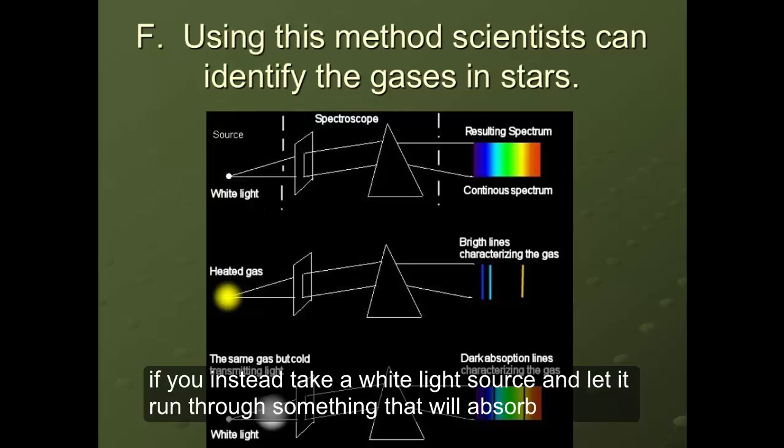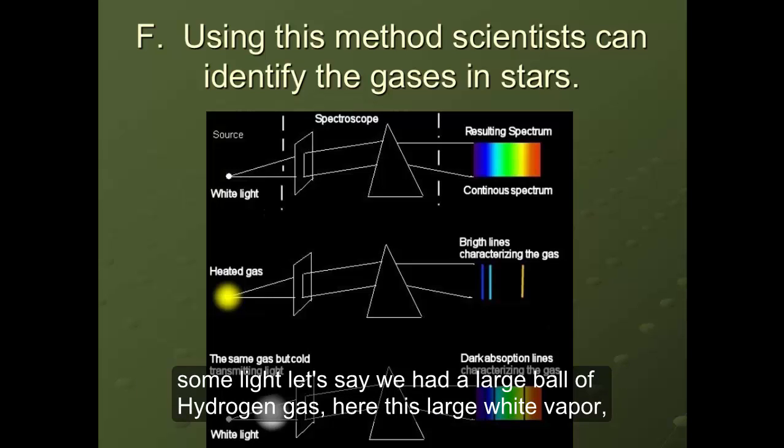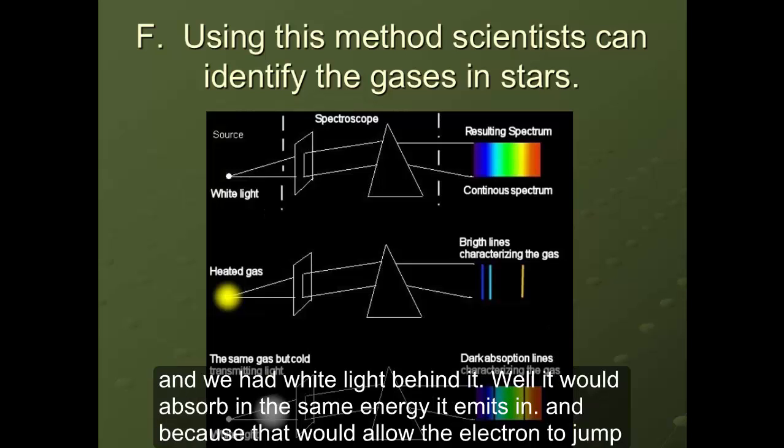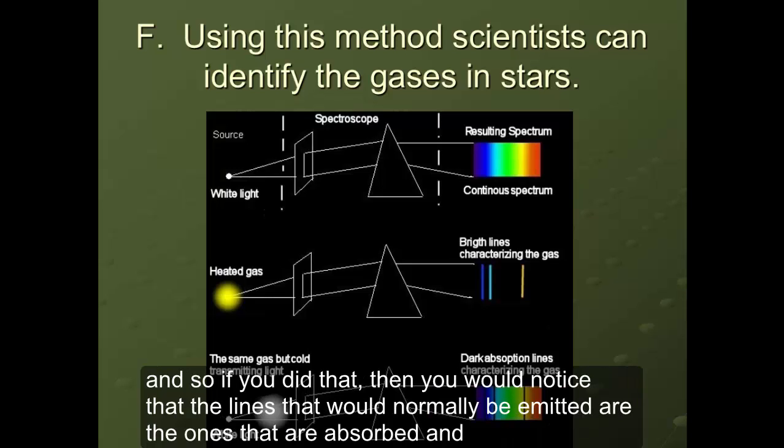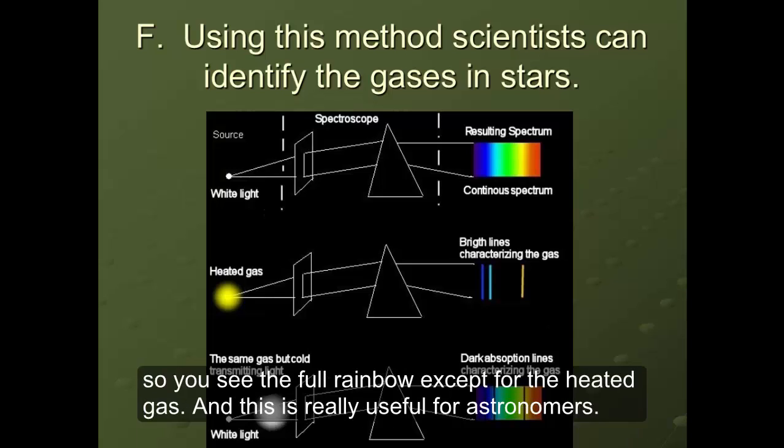If you instead take a white light source and let it run through something that will absorb some light, let's say we had a large ball of hydrogen gas here, this large white vapor, and we had white light behind it, well, it would absorb at the same energies it emits at, because that would allow the electron to jump. And so if you did that, you would notice that the lines that would normally be emitted are the ones that are absorbed. And so you see the full rainbow except for the heated gas.